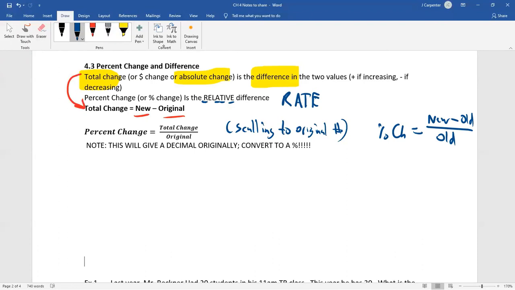But please understand that this percent change, since the word percent is in the topic, the answer should be a percentage. But when you do divisions, I don't see a scale to 100 anywhere. We scaled it to the original. So this is not going to be a percentage. It will be a decimal originally that you have to convert to a percentage. In other words, move the decimal right twice, or set it equal to a fraction, blank over 100.